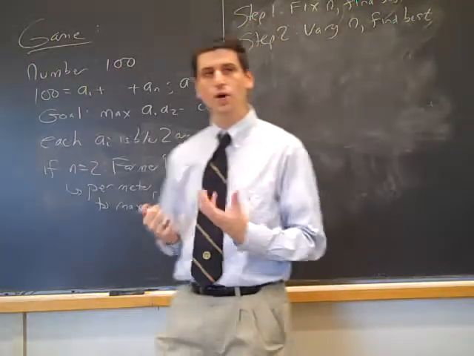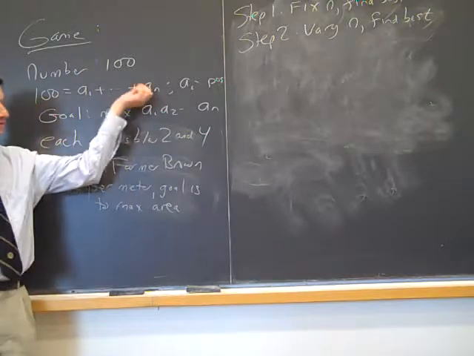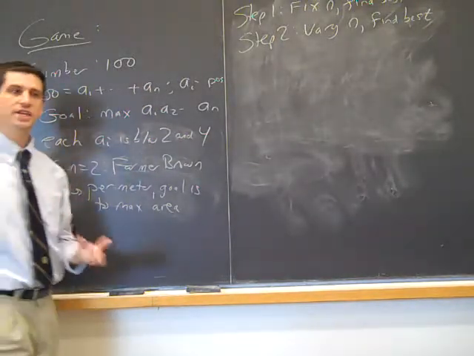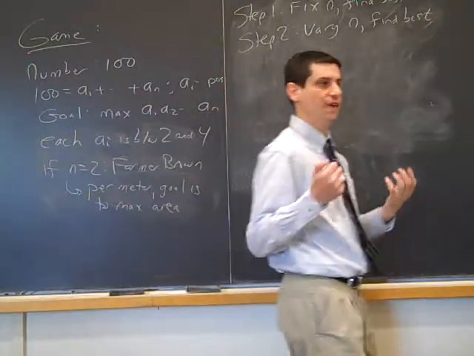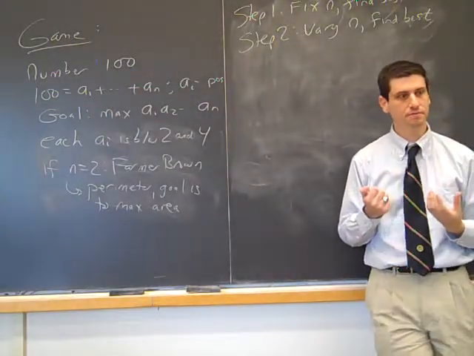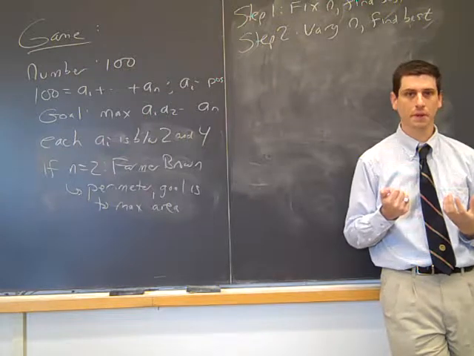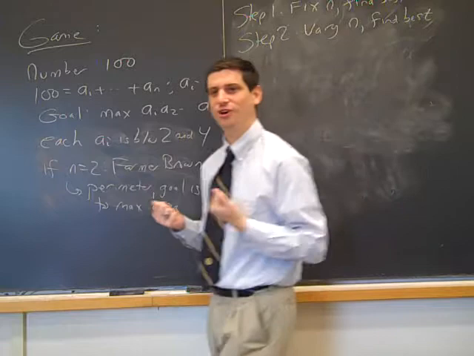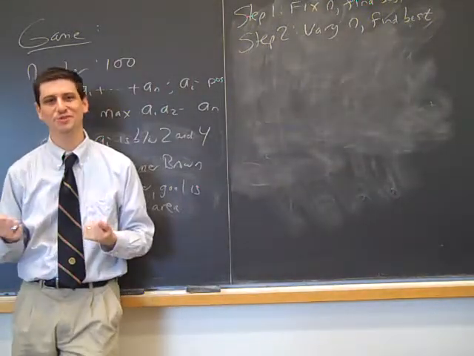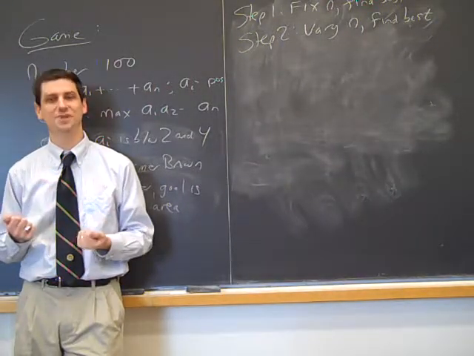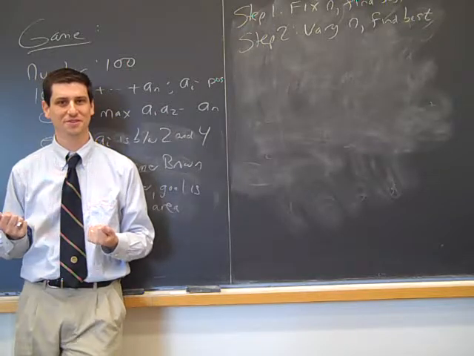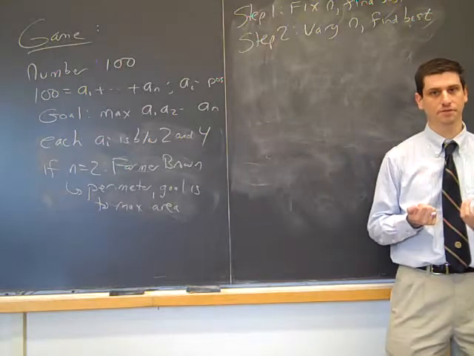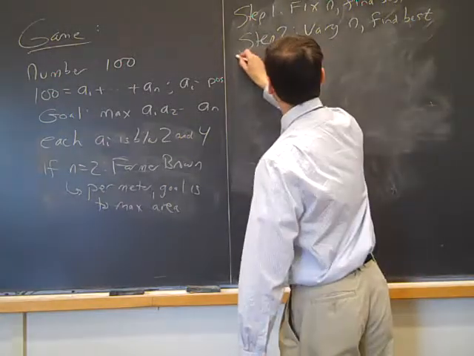So for step 1, we fix a number of terms. Maybe it's 5, maybe it's 20. What do you think is the best we can do if we have to divide it up into 10 pieces? Let's say we want to divide it up into 20 pieces. How much should each piece be? 5. Divide everything equally.